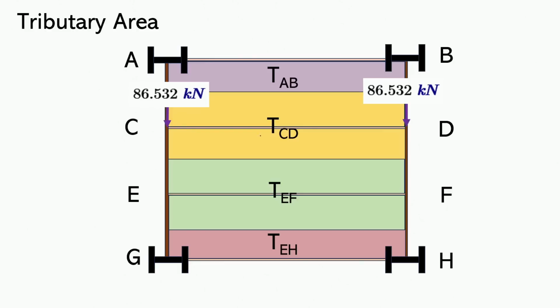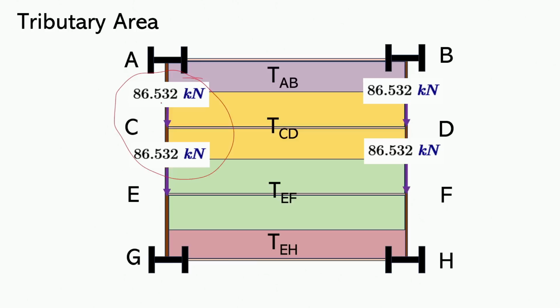The end reactions here on beam CD are transmitted here to the girders as concentrated loads. And since our floor framing plan is symmetrical, again, what's carried by CD is also carried by EF. And so if this is 86.532, then this is also 86.532. And so this is it. Now again, these are both 86.532.